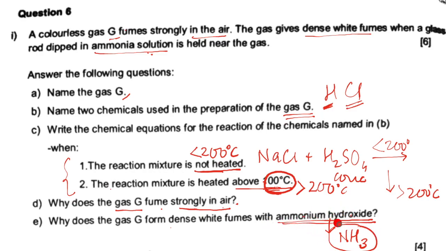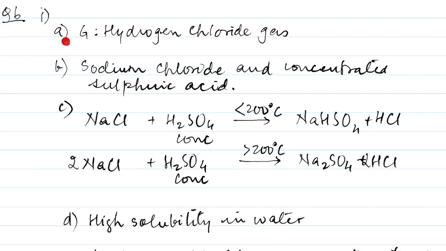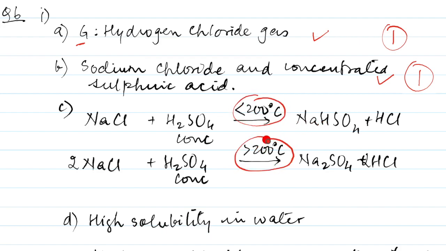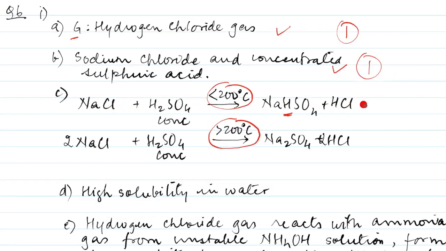Okay, so let us see how we write these answers. Question 6, A, your G is hydrogen chloride gas, so that will be 1 mark. What are the reactants? Sodium chloride and concentrated sulfuric acid, that will give you a 2nd mark. And the two reactions, as I told you, with less than 200 and greater than 200. Less than 200 forms the acid salt. So we have the reaction like so. This will be 1 mark. And with greater than 200, it forms the normal salt. So the reaction would be like so. Learn the reactions if you do not know them by heart.